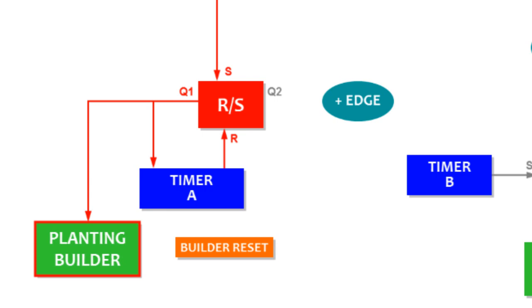The R stands for reset. And that'll do 2 separate things. It'll shut off Q1 and S, and it'll turn on Q2. And Q2 is another steady state redstone signal output. And now that's going to that thing that's called plus edge on this diagram. That's a positive edge trigger.